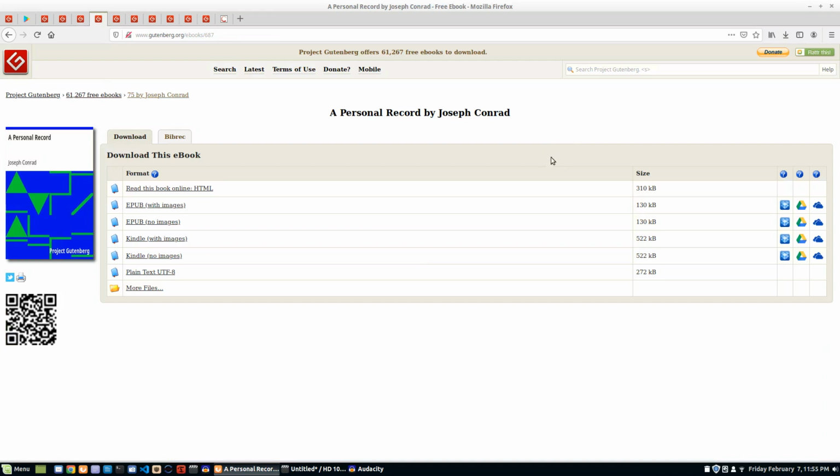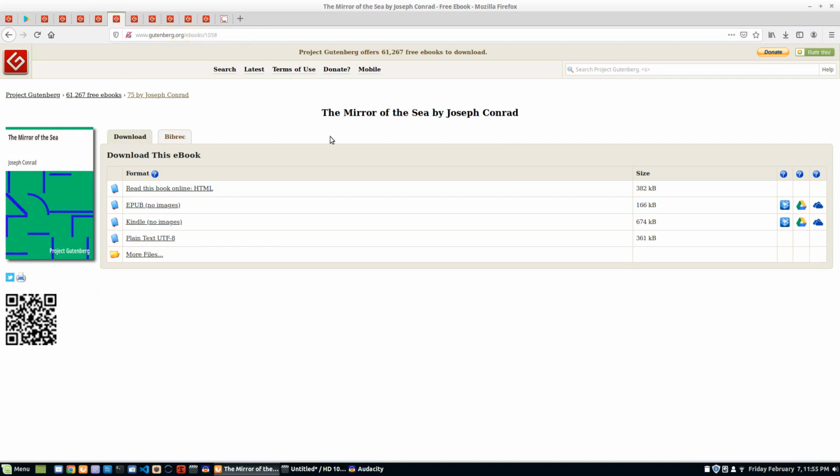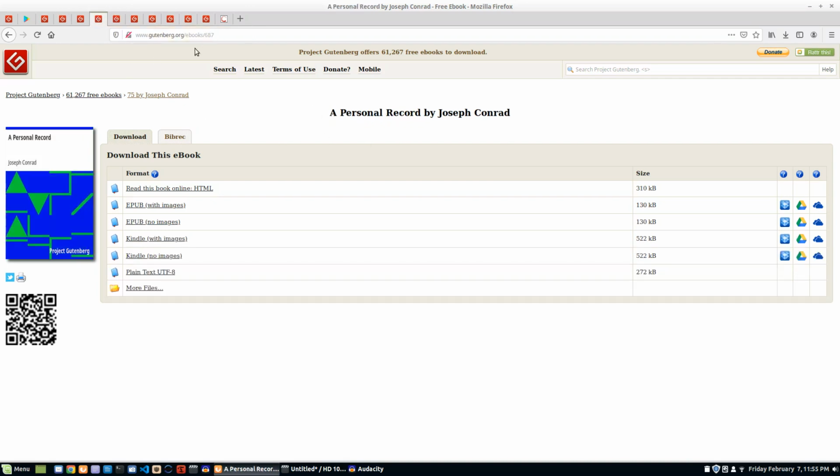And his stories tend to be focused around the sea. He was most famous for his sea stories, and so his memoirs, likewise, are very much focused on that as well. The Mirror of the Sea, A Personal Record, and Notes on Life and Letters. So these are actually all quite different. A Personal Record is the most biographical of the books.